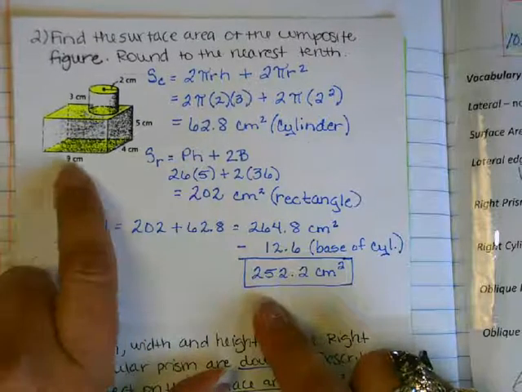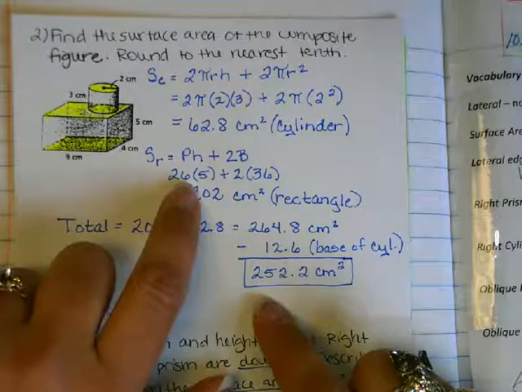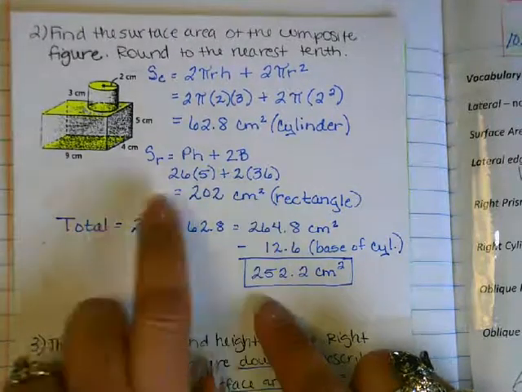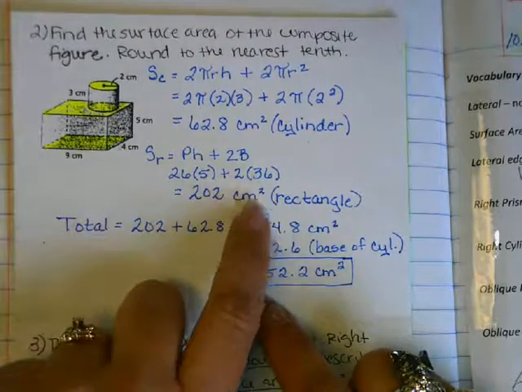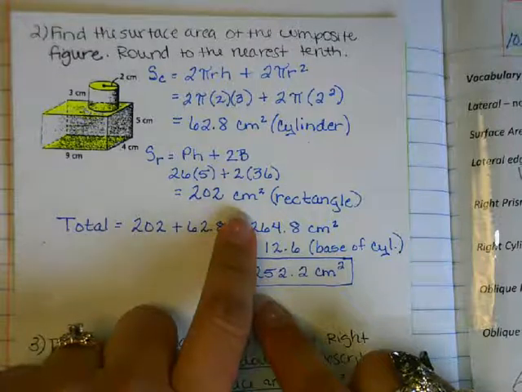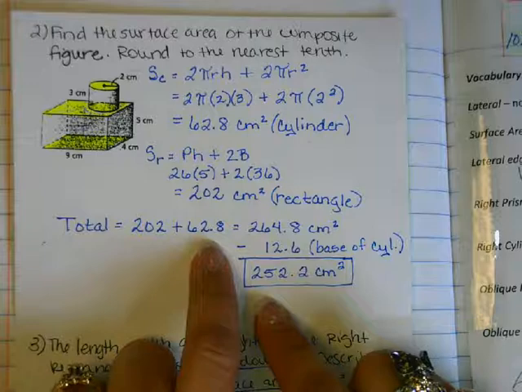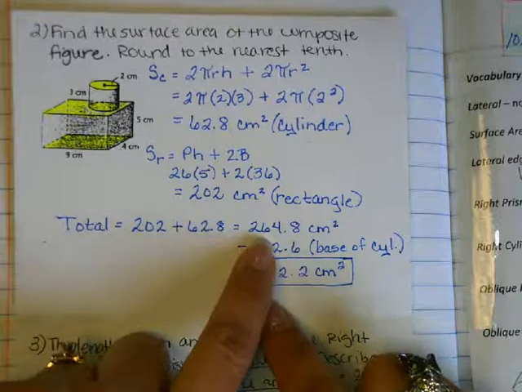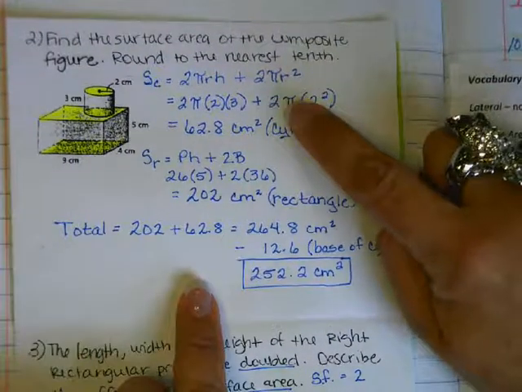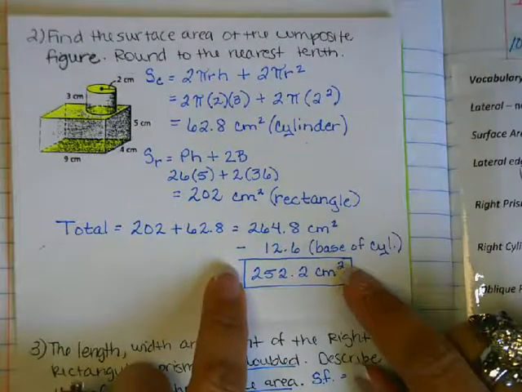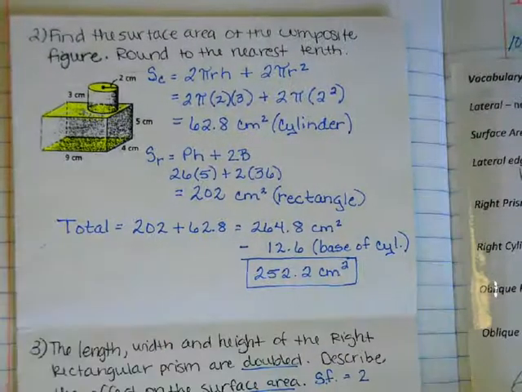The total surface area of the rectangle is the perimeter times the height. So perimeter around the bottom gives you 26. Height is 5. Then you have 2 of your base areas, which 9 times 4 is 36. You solve it and get 202 centimeters squared. So then I added them both together, 202 plus 62.8, and I got 264.8. Don't forget, I used the actual formula here, so I have 2 bases, and I need to subtract one of those out to give me 252.2.